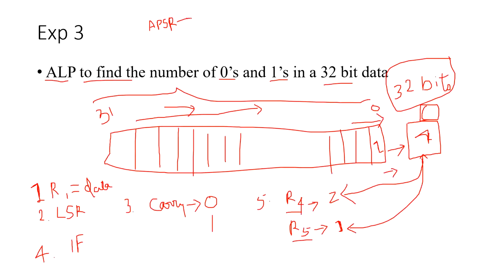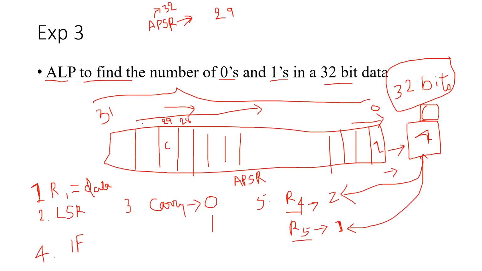Application program status register. The carry is stored over here at the 29th bit. Because this APSR is again a 32-bit register. If I consider this itself as the APSR register, then I can find out that at the 29th bit I will have the carry position.